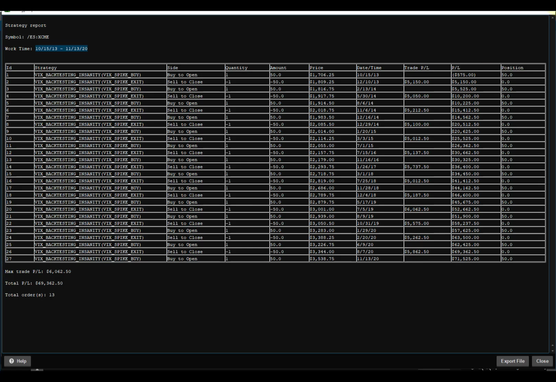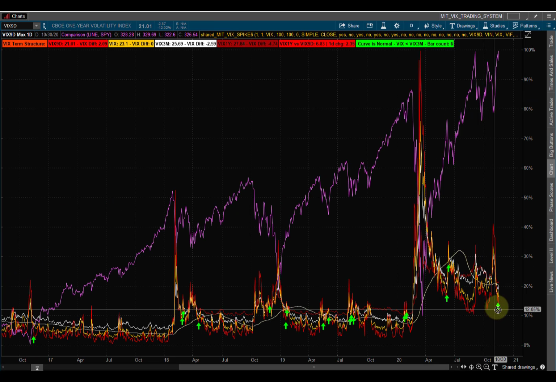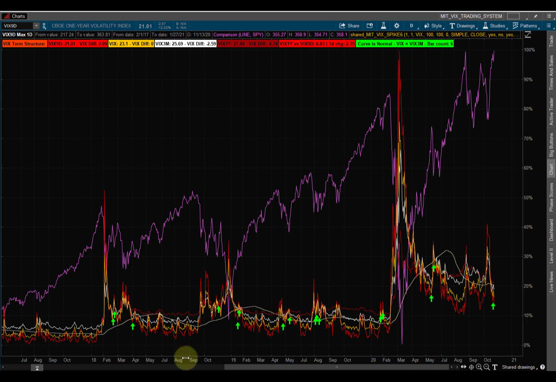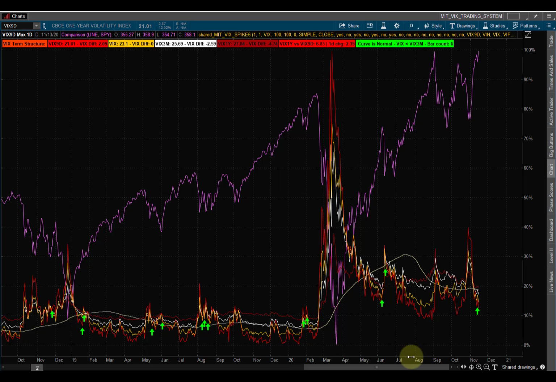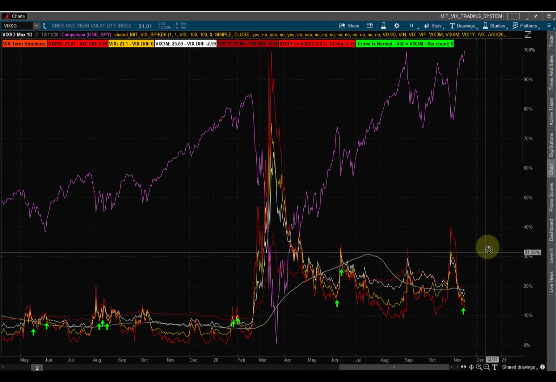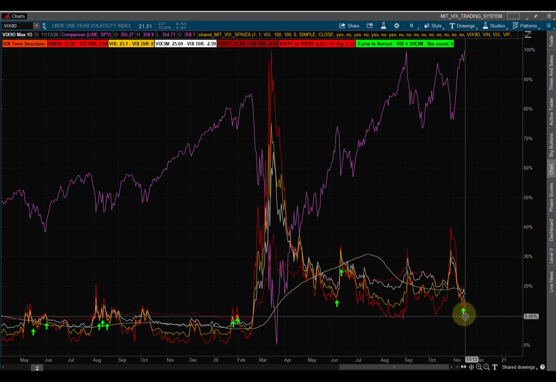So with that being said, we just got a buy signal. And considering we just got a buy signal, we are definitely going to have a bias to being long the overall market. So that sets the table.